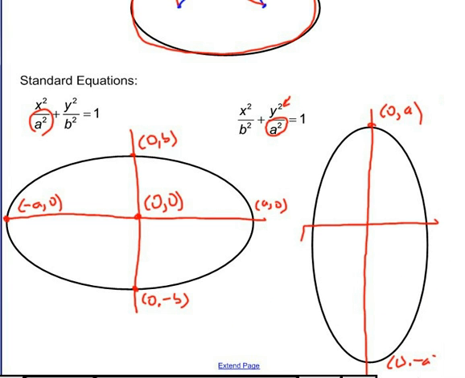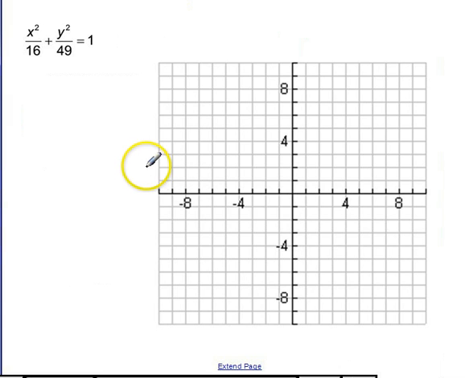Okay, let's do some examples. So I've got x squared over 16 plus y squared over 49. That means I'm going to go to 7 and negative 7 on the y-axis, because 7 squared is underneath y squared. I'm going to go negative 4 and 4 on the minor axis, which is horizontal, and I just connect the dots.